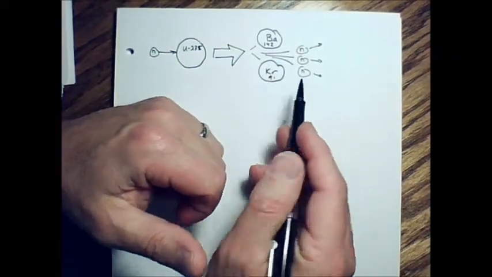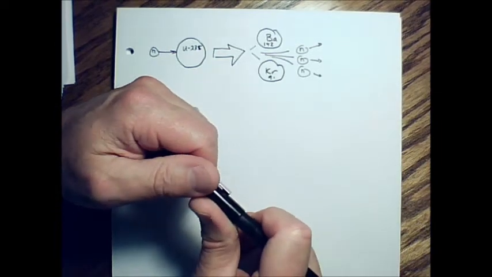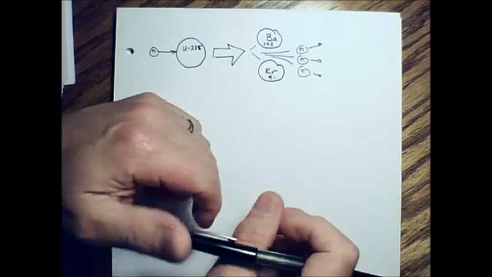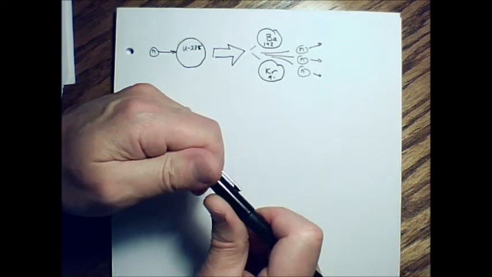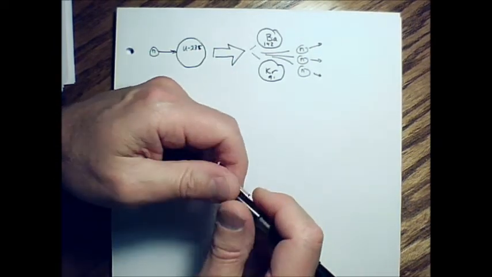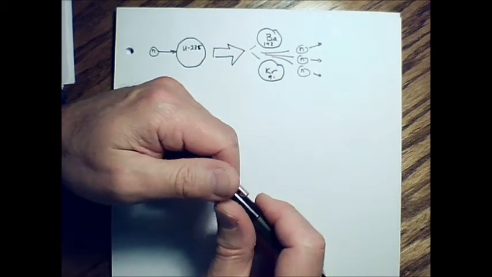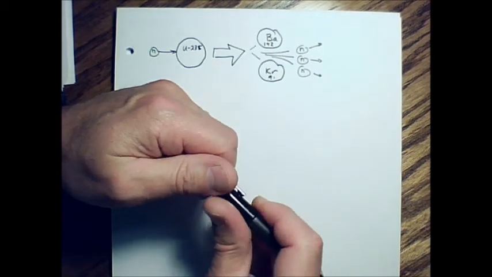Okay? On the other hand, if we don't have it controlled, then the reaction gets out of control and we get a nuclear explosion. Or at least a nuclear meltdown. Okay? So what's the difference? An explosion and a meltdown?